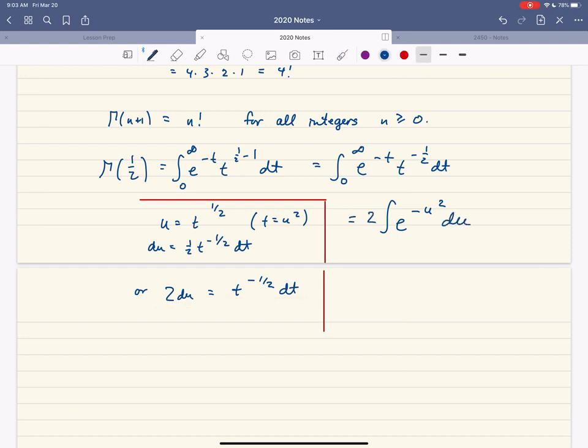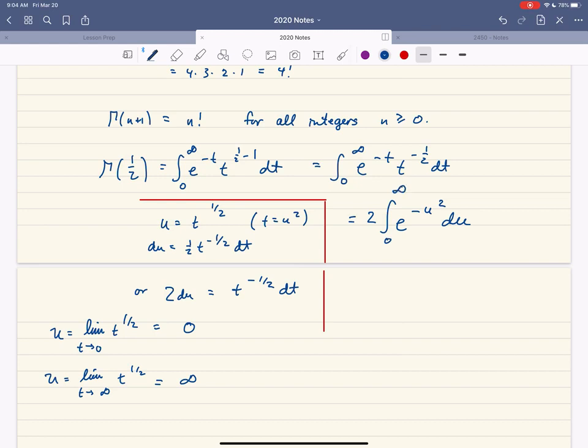And then I'm going to think about what happens to u as t goes to 0 and to infinity. This is t to the 1/2, just the square root of t. So as t goes to 0, this is 0, and as t goes to infinity, this still goes to infinity. So the bounds actually stay the same.